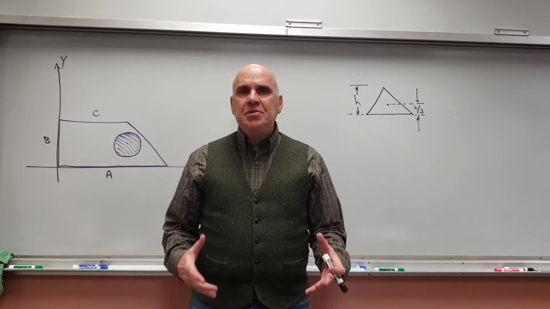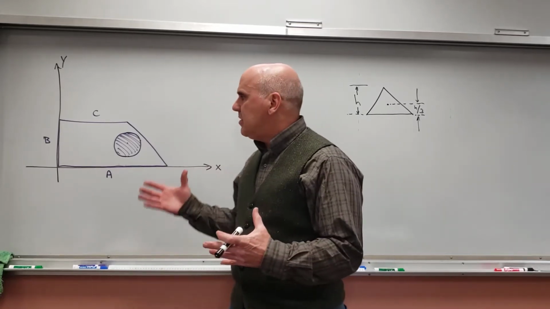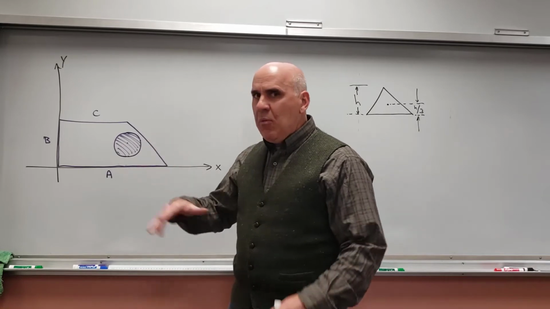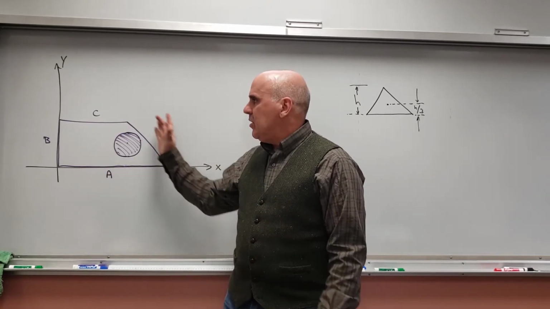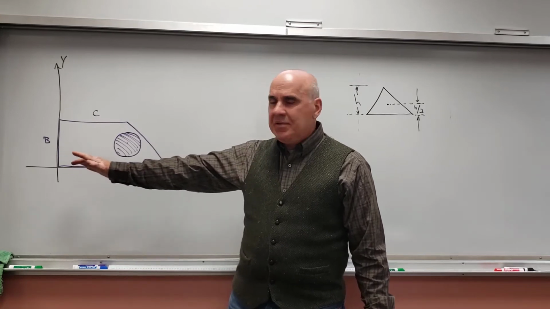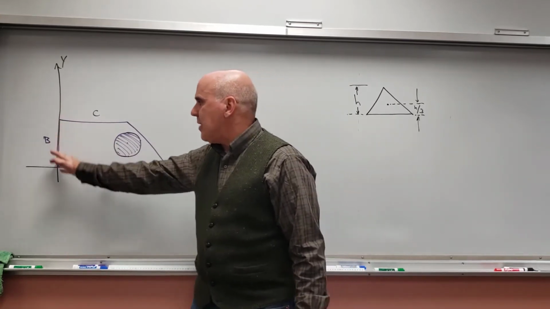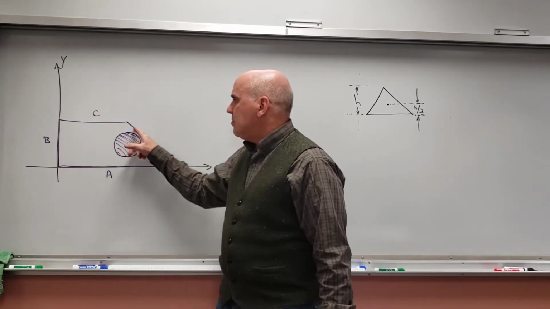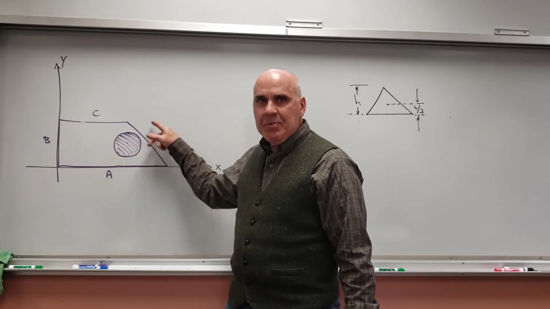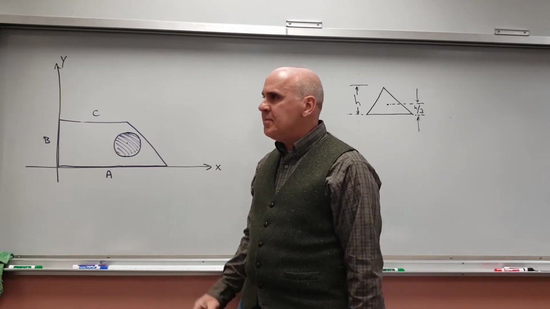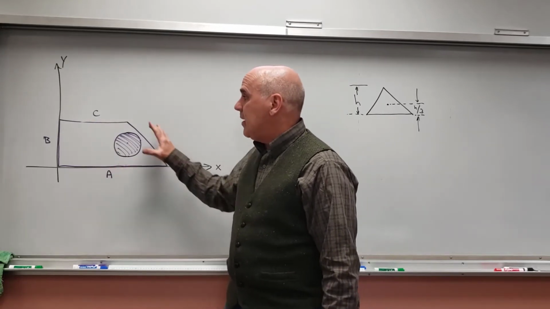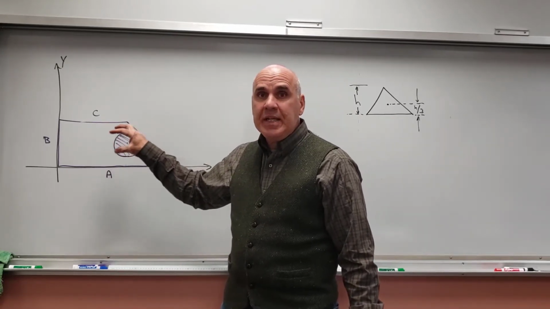All right, let's move on to another discussion on centroids. What I want to do is find the centroid of this composite shape. I'll talk about what I mean by composite shape here. We have a trapezoid, but there's been a hole cut out of it. This circle represents a hole that's been cut out of the trapezoid, and I want to find the centroid of that trapezoid now that the hole's been taken out.